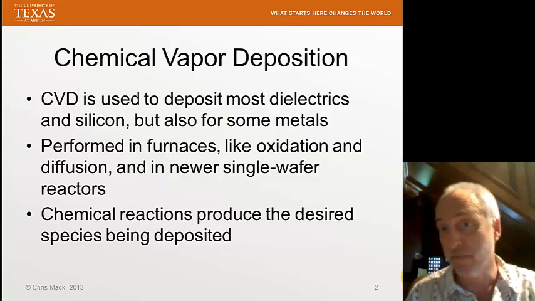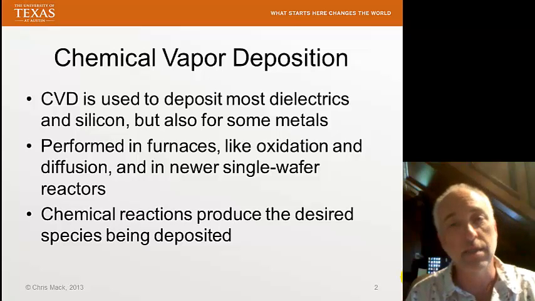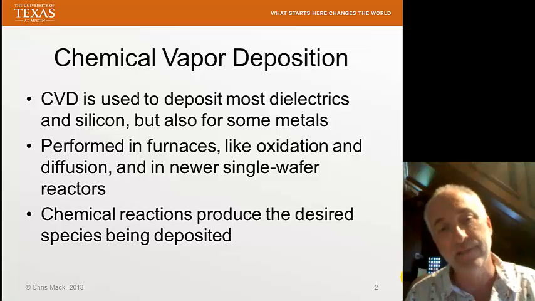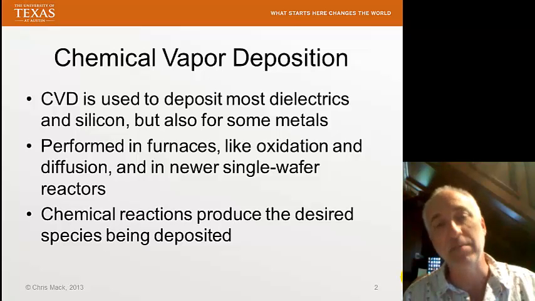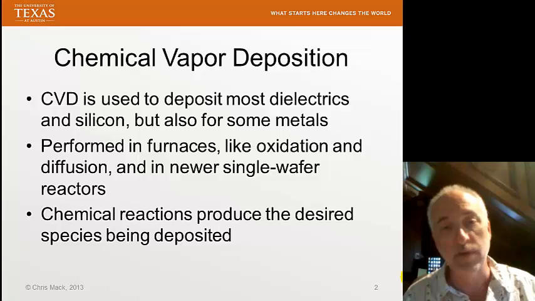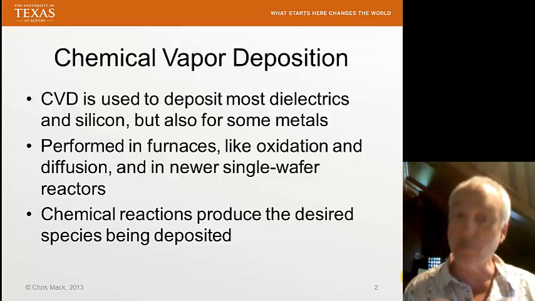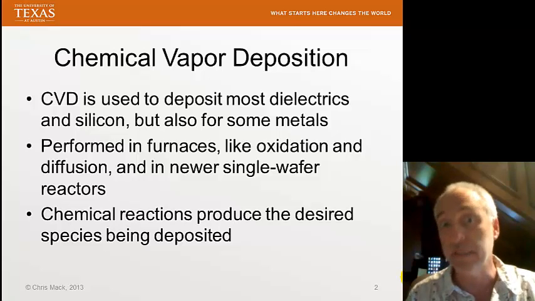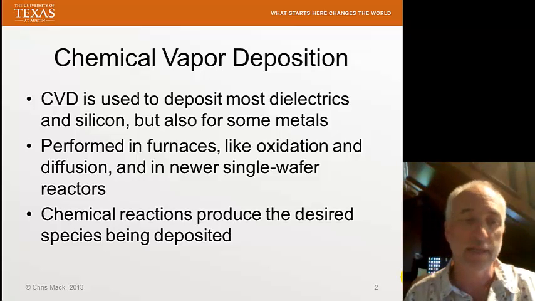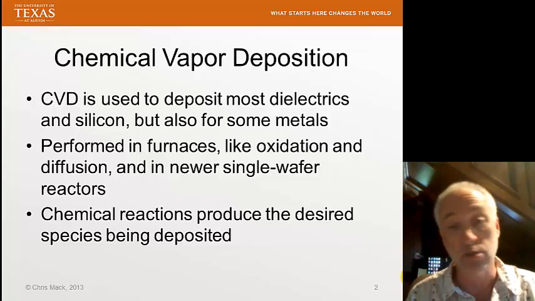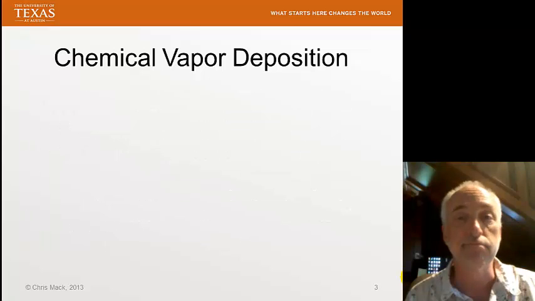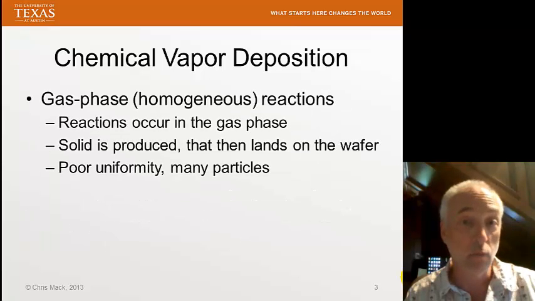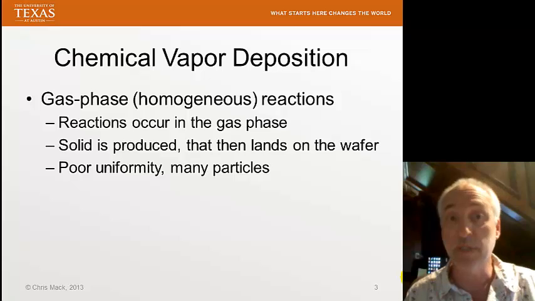What makes CVD different than other types of deposition processes is that the film is created by chemical reactions that occur on the wafer surface and create the film that we're depositing or growing via that chemistry. That's very different than physical vapor deposition, where there's no chemistry occurring in the creation of the film. So, what kind of things can we do with chemical vapor deposition?